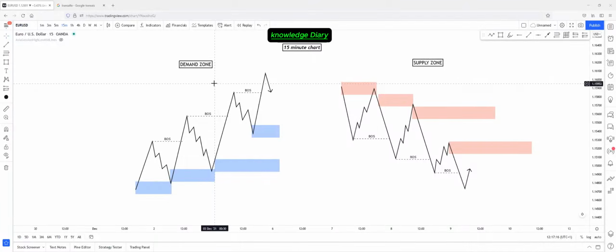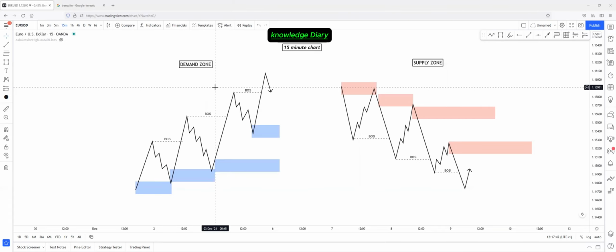Please pause the video now and check the inefficiency video before you continue to watch this, because it's necessary to check that video first. So please just pause it and watch the inefficiency video. Okay, move on. It has to break structure or change character. We'll talk about change of character in the entry unit. And finally, it has to create or collect liquidity. So we have three criteria for a supply and demand zone.